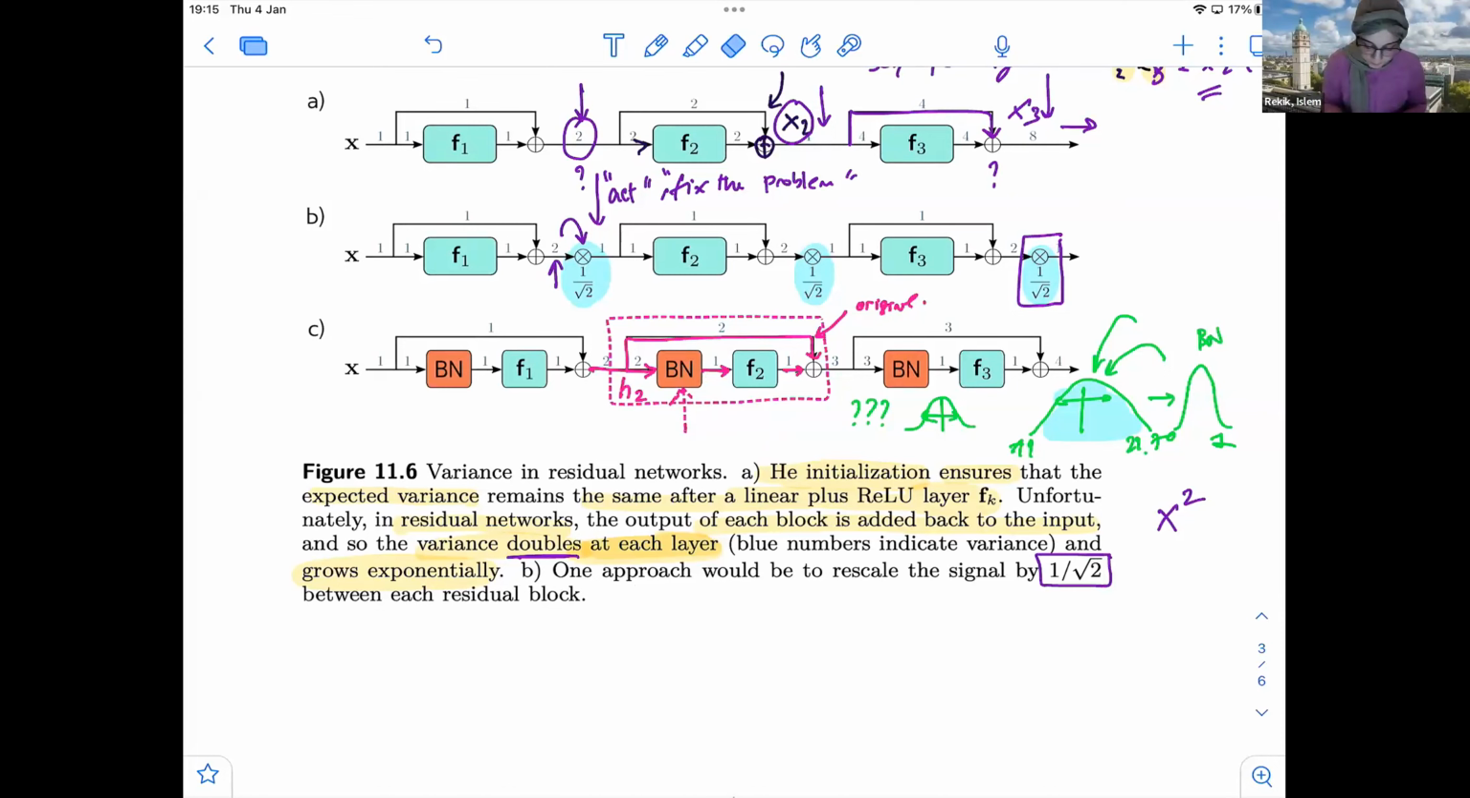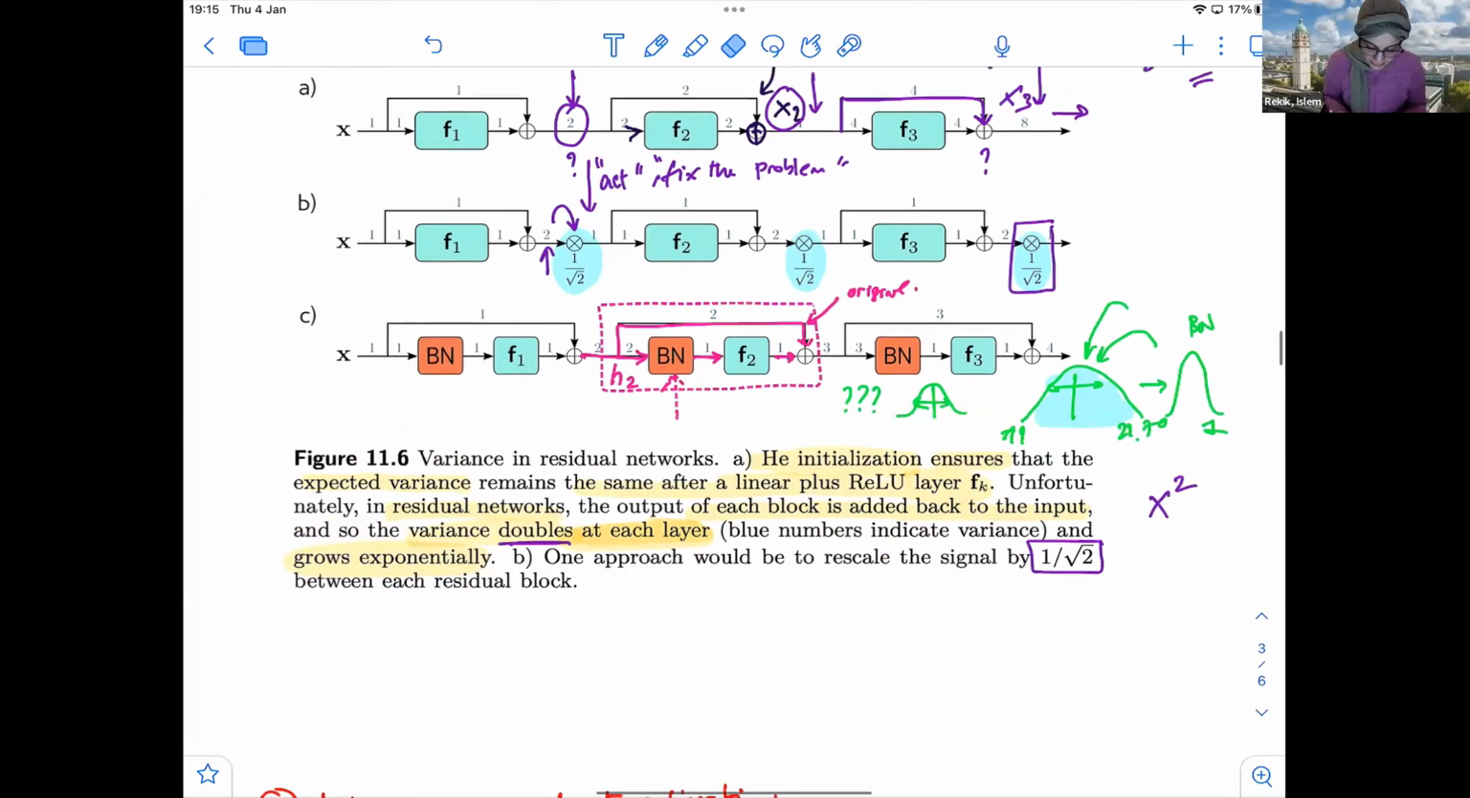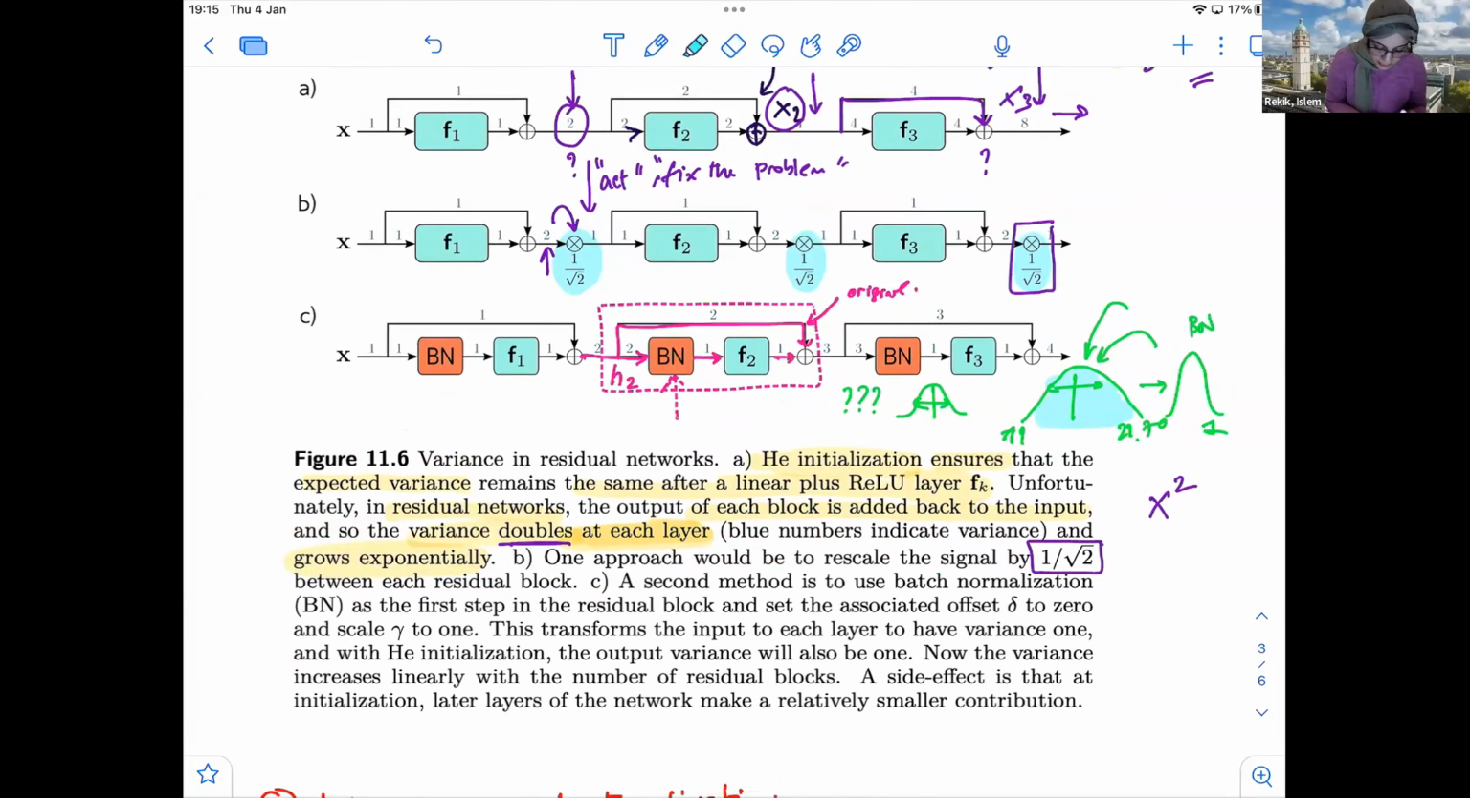So now let's look at this C. In this C solution, it's a second method that we use, which is batch normalization.